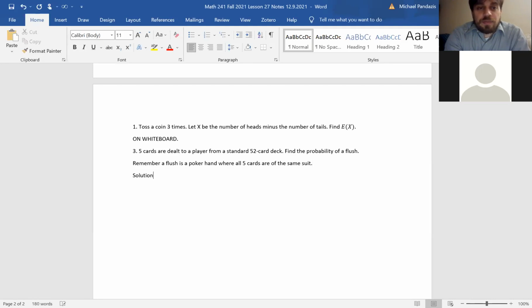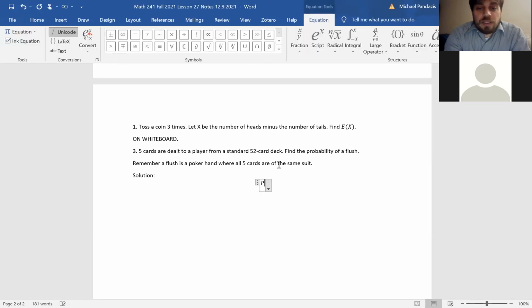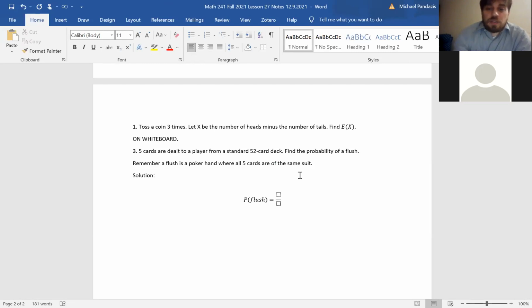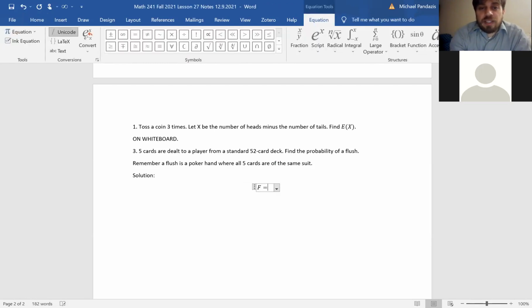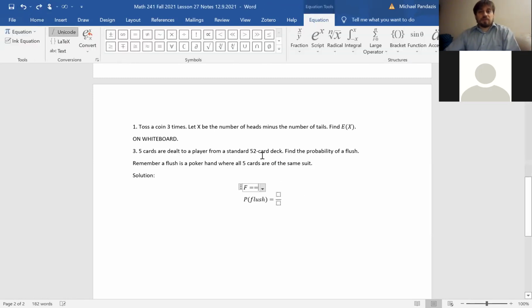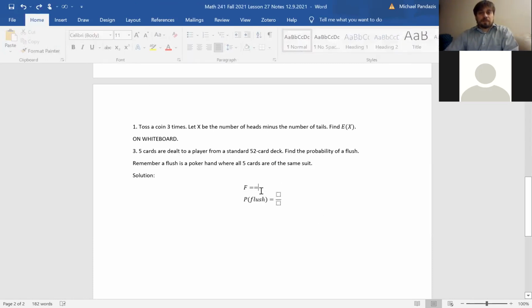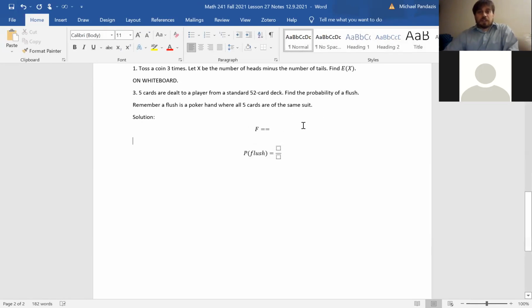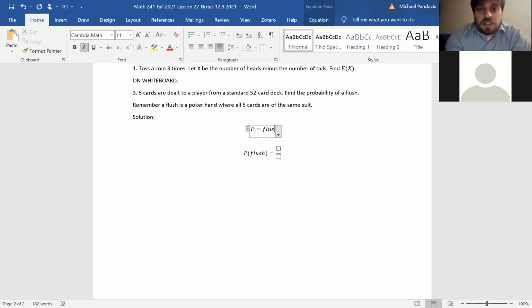Okay, so solution. The probability of a flush. Normally, when we have an event, we want to give it a name. So let's say capital F is the event of a flush. So P of a flush, the probability of a flush, is equal to the probability of the event capital F.